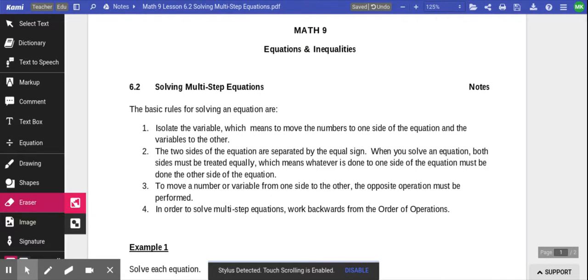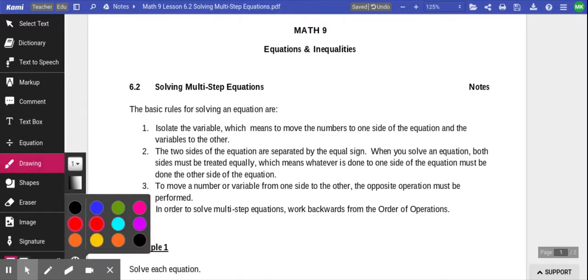Okay, so for lesson 6.2 for Math 9, we're going to focus on solving multi-step equations. Just reminders from the lesson before, equation just means something that has an equal sign in it. Solving means you're figuring out what the variable would equal to make the original question true. The terminology I like to use is get the variable, in this case x, so get the letter by itself.